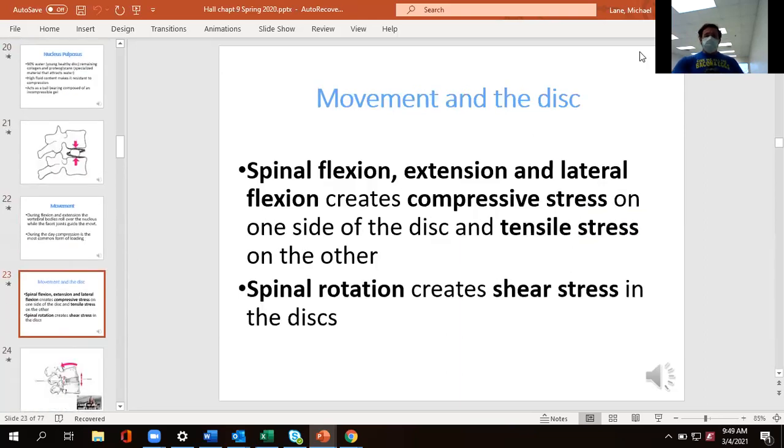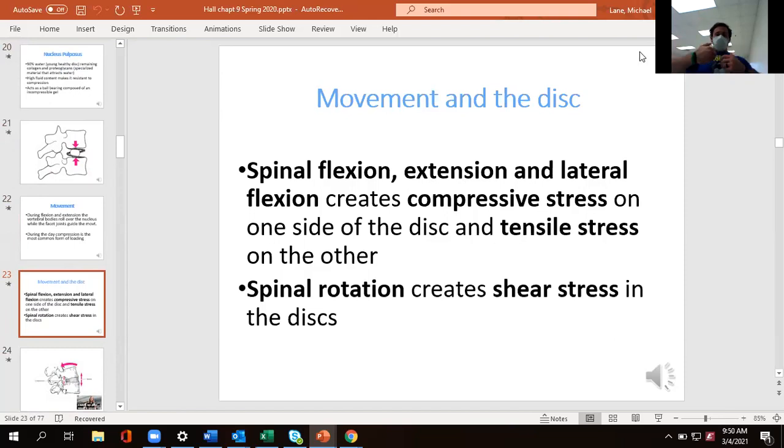So what we're going to find is flexion and extension are all putting compressive stress on the disc on one side and tensile on the other. If we think of them being right on top of each other, as I lean to a side, notice I have tension on the side with my thumbs, but I'm compressing the side with my pinkies.